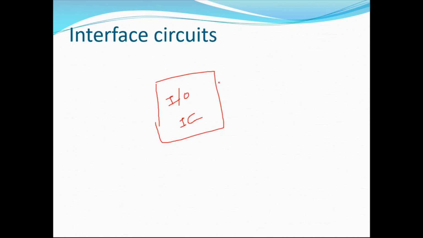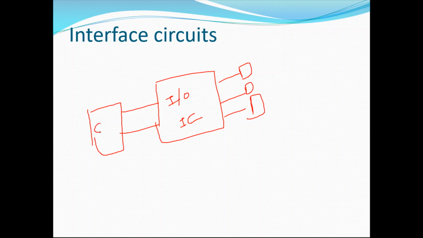One end will have IO devices. It may be connected to more than one IO device also, that's not an issue. The other end will be connected with the CPU through the system bus. This is the system bus, that is, it includes the address bus, data bus and control bus, right?